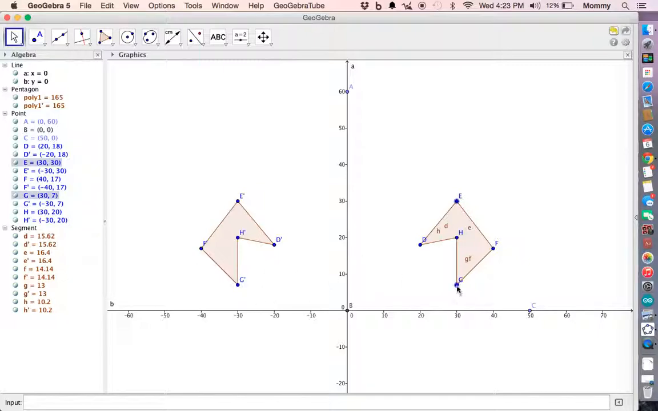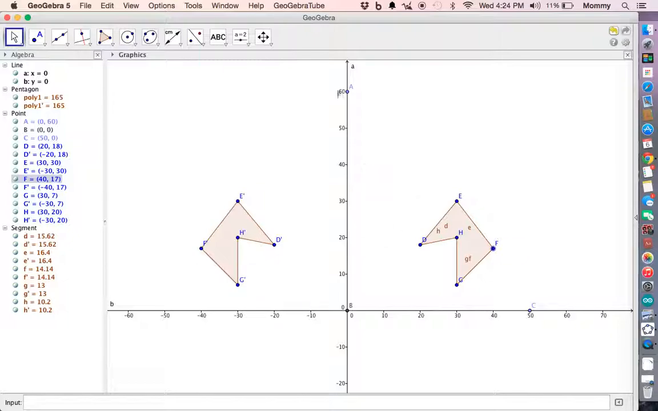Let's look at the G point. It was also 30. Well, let's use F. F was at 40, so of course on the opposite side it's going to be negative 40. So that's the way that you will answer these kinds of questions when you come across them.